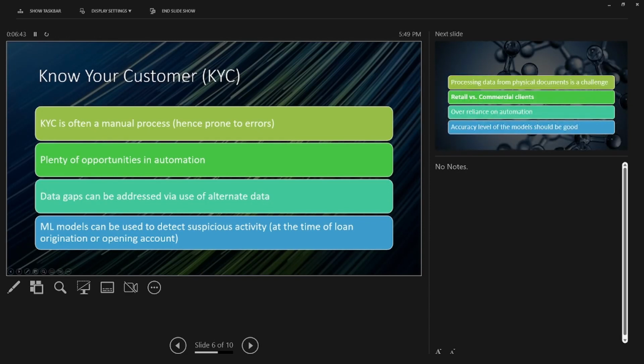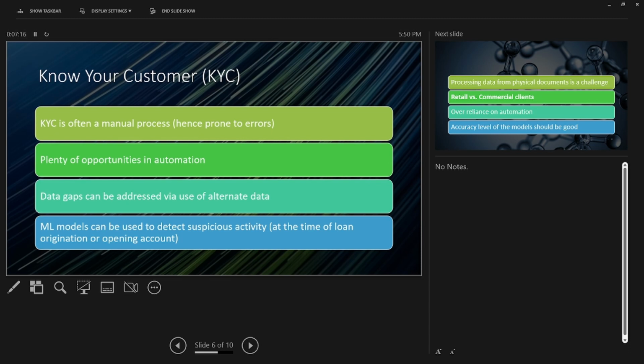Then one other case study is building models for KYC. KYC is know your customer. So when you onboard customers, you need to have knowledge about your customers, and that's nothing but know your customer, or KYC. And it's often a very manual process, and it's very prone to errors. But there is plenty of opportunity to automate the KYC process. Many banks have in fact started doing that.